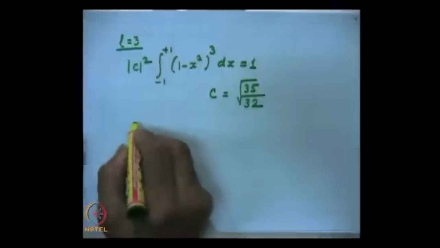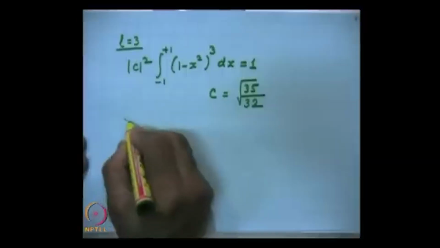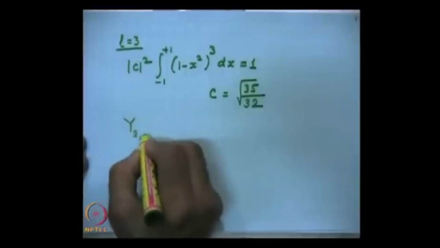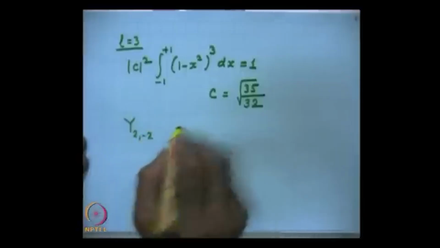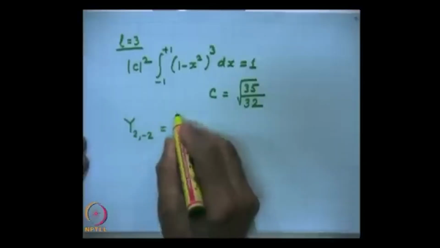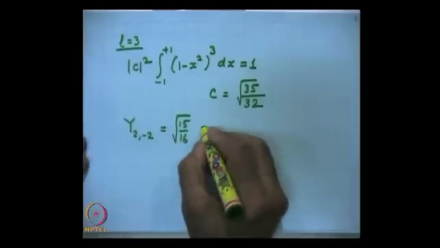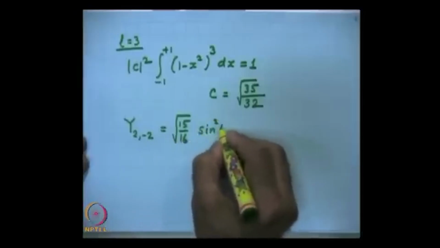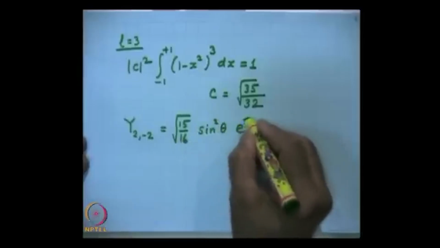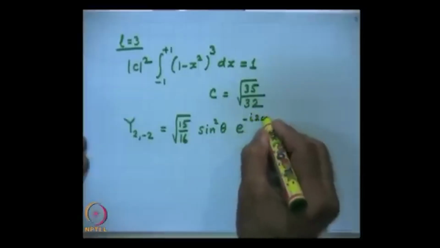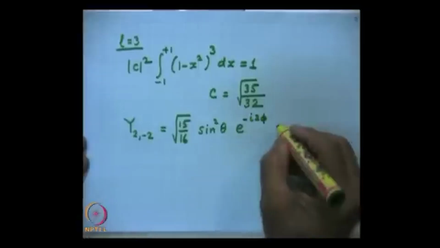Therefore, we had the relation that Y_2^-2 will be the square root of 15 by 16 sin squared theta e to the power of minus i 2 phi, multiplied by 1 over the square root of 2 pi.